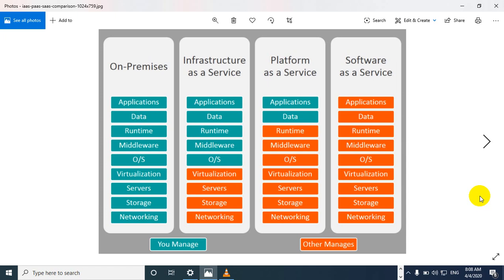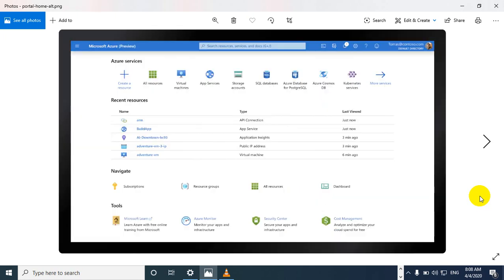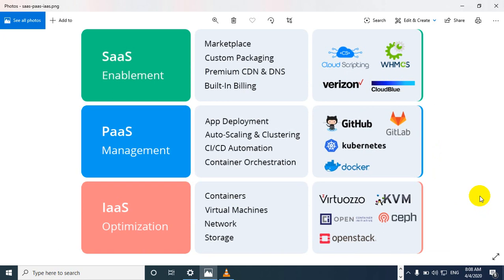So here, in platform as a service, the application and data are ours and the remaining are maintained by a third party, and software as a service is totally maintained by a third party. So that is the main thing here. So we should know about that. And also coming to software as a service here: marketplace, custom packages and built-in building. Another, platform as a service here: app deployment available, and continuous integration and continuous delivery, automation.